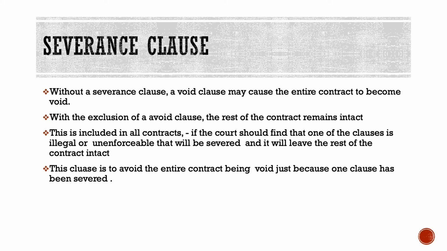So at all times, remember this. And just to re-emphasize, this clause is to avoid the entire contract being void simply because one clause has been severed. And to be severed means one clause has been considered illegal, unlawful or unenforceable. So if you just go ahead and eliminate that specific clause, then the entire agreement will still be enforceable while eliminating that specific provision or clause within the contract.